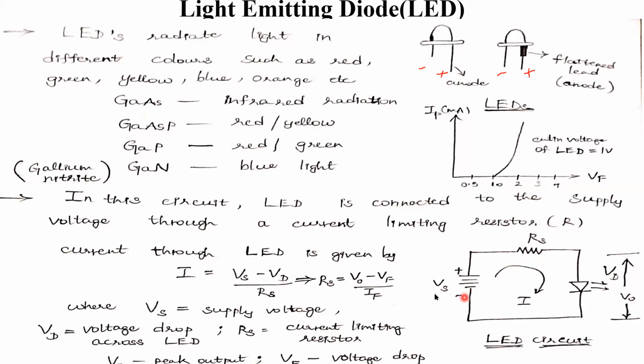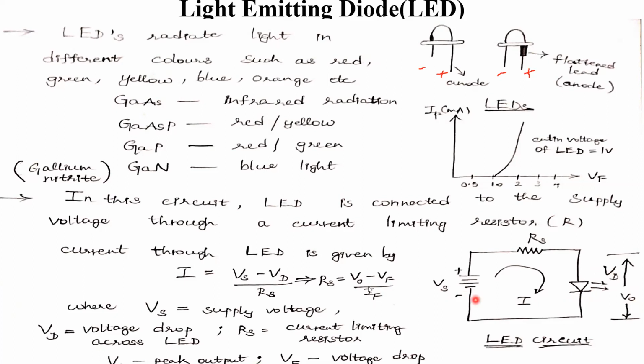And this is the source voltage, and I am going to obtain some output voltage. That voltage is V0. Internally in this diode, there will be some voltage drop across this LED. The voltage drop across this LED is given by VD. Input voltage is Vs, output voltage is V0. It will be acquired here.